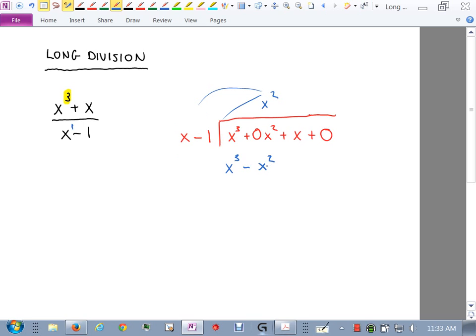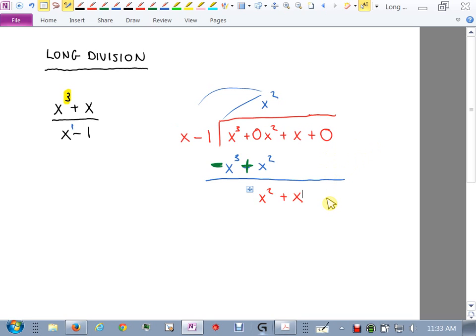So I'm lining it up underneath. And then we come through and we subtract this row, don't we? We subtract it, so we change its signs. So this becomes a minus x cubed, and that becomes a plus x squared. I like to really exaggerate that we change the signs. And then you add down. When you add down, what do you get? X squared plus 0x, and then you don't have to bring the 7 down.